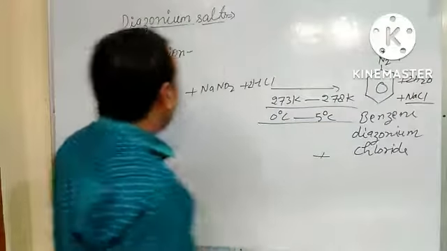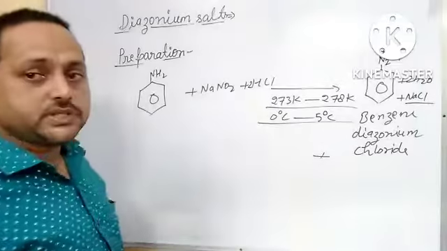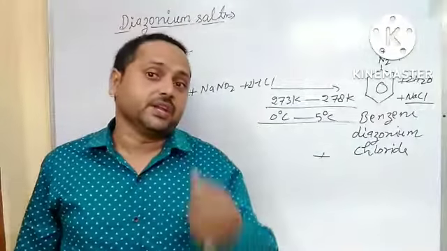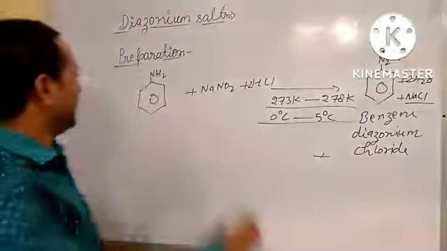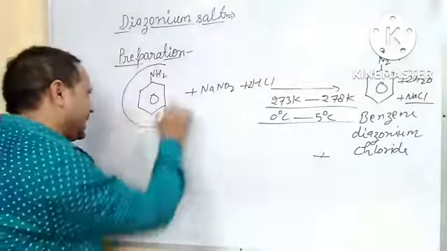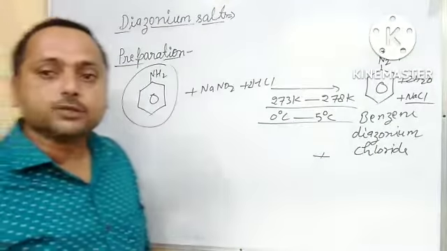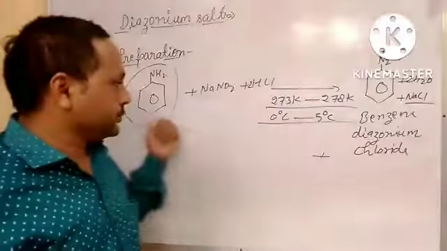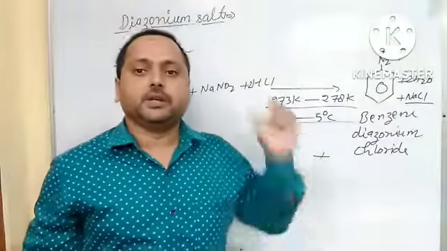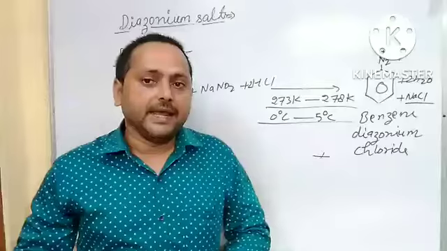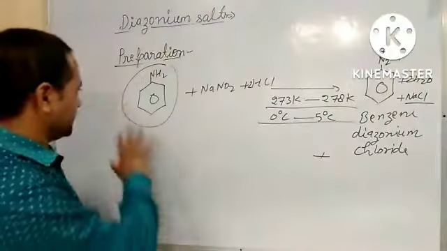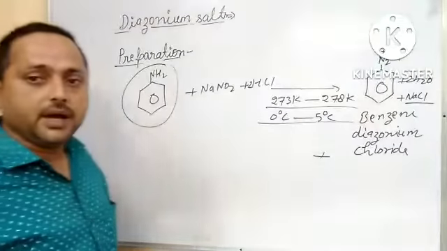This reaction is also known as the diazotization reaction. Why? In this, a primary aromatic amine is converted into a diazonium compound. So it is also known as diazotization.